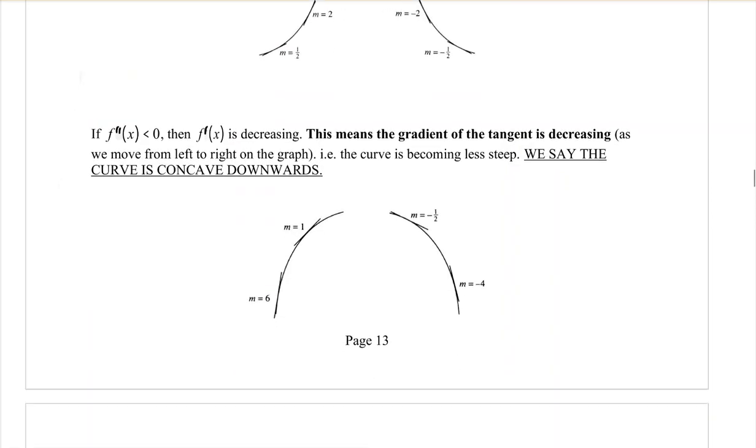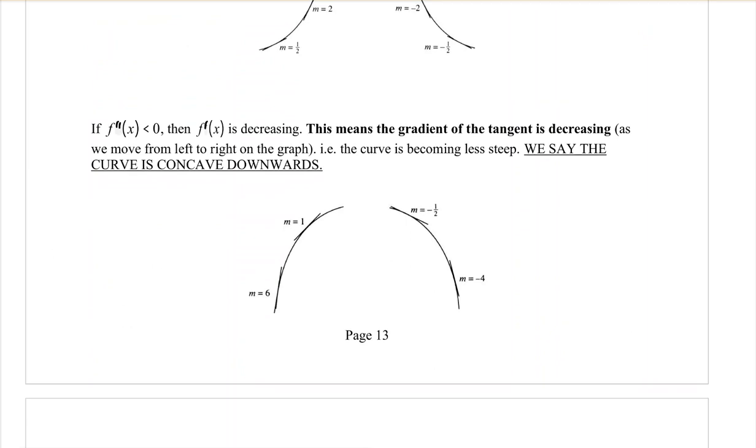All right, the second type. If my second derivative is less than 0, then my gradient is decreasing. This means that the gradient of the tangent is decreasing as we move from left to right. The curve is becoming less steep, and we say that the curve is concave down. So you can see for both of those sections there, they're both pointing down, concave down graphs.